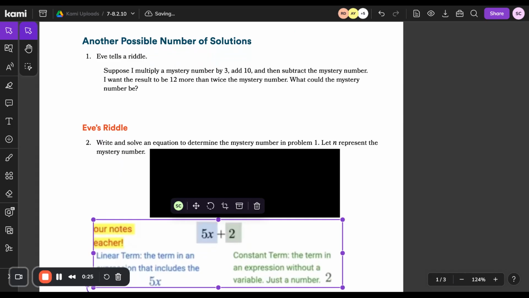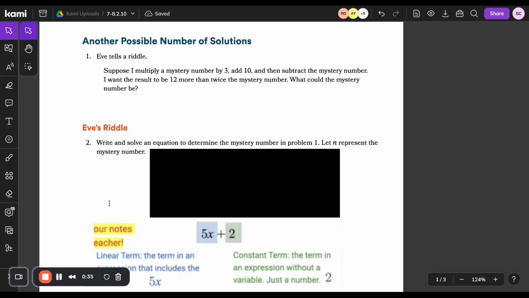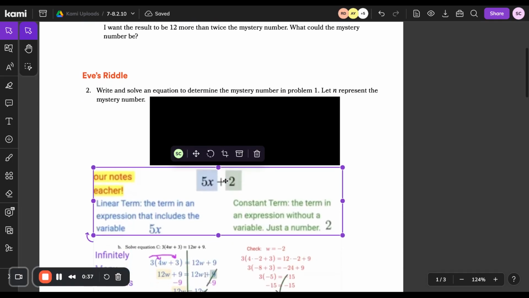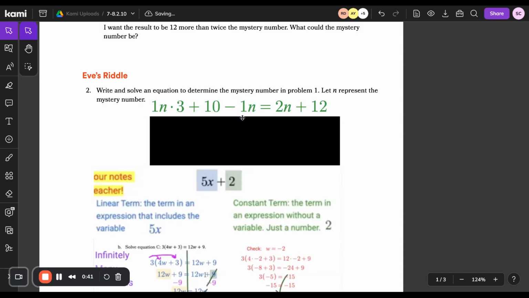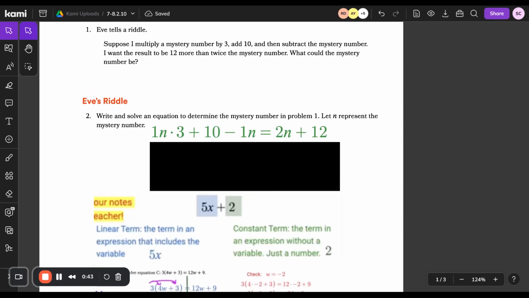So starting with the riddle, it says that suppose I multiply a mystery number by 3, add 10, then subtract the mystery number, and the result is to be 12 more than twice the mystery number. What could the mystery number be? So we have done this before, where we translate the words that they give us into a math expression. So we don't know what the number is.